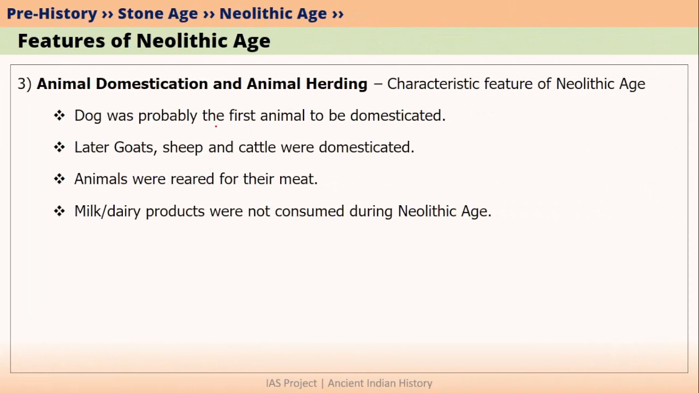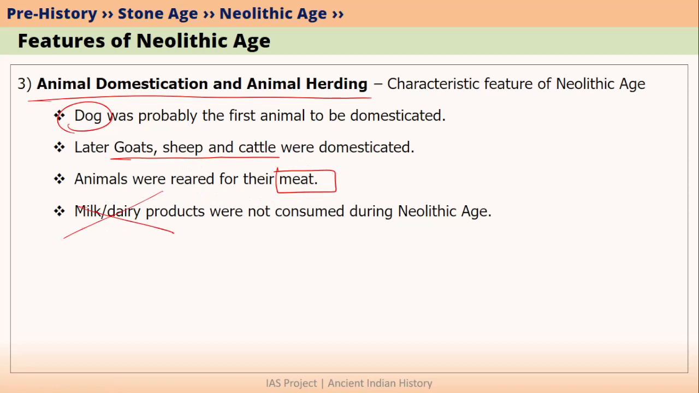Another important feature of Neolithic age is animal domestication and animal herding. We know dog was the first animal to be domesticated by people. After dog, people also domesticated goats, sheep and cattle. And all these animals were mainly reared for their meat, not for their milk. Because Neolithic people did not consume milk or any dairy products. They only ate meat of these animals.